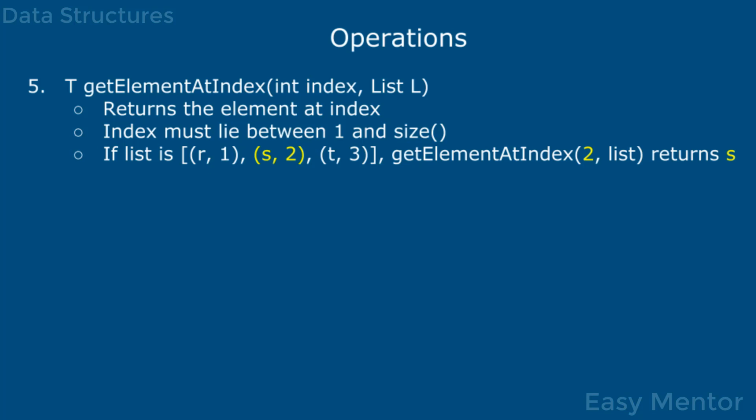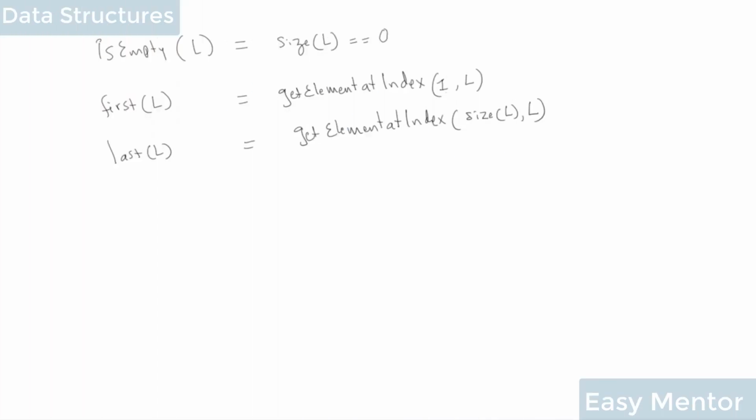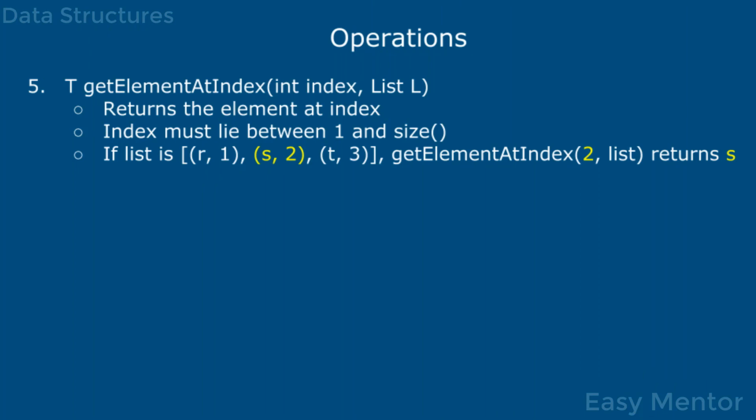So these are all the operations that are required to define any other operation as well. These are the minimal set of operations that give a full range of operations. So for example, if you want to define isEmpty, that tells if the list is empty or not, you can use the size operation to define it. In fact, first and last are also not needed. You can define first in terms of the get element at index method. Last as well can be defined using get element at index. So these are the minimal set of operations which give full power to the developer to define any other operation on top of these.